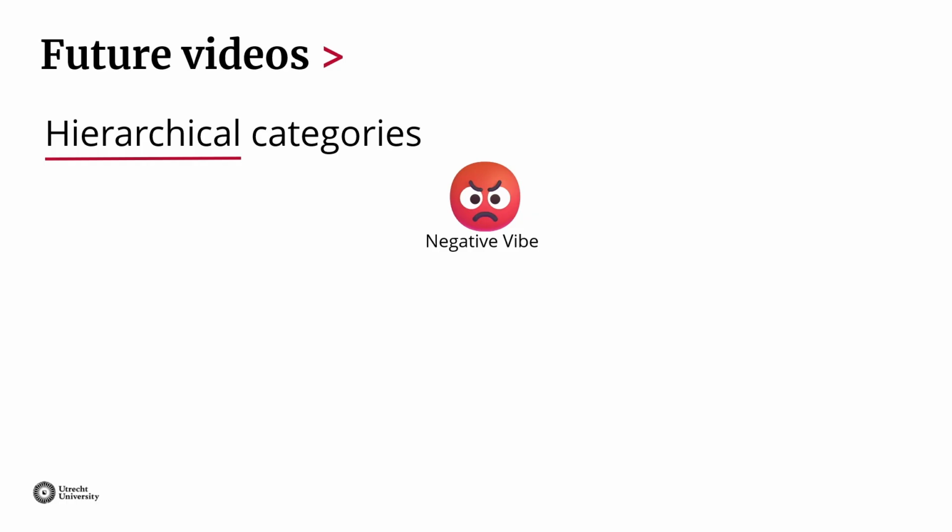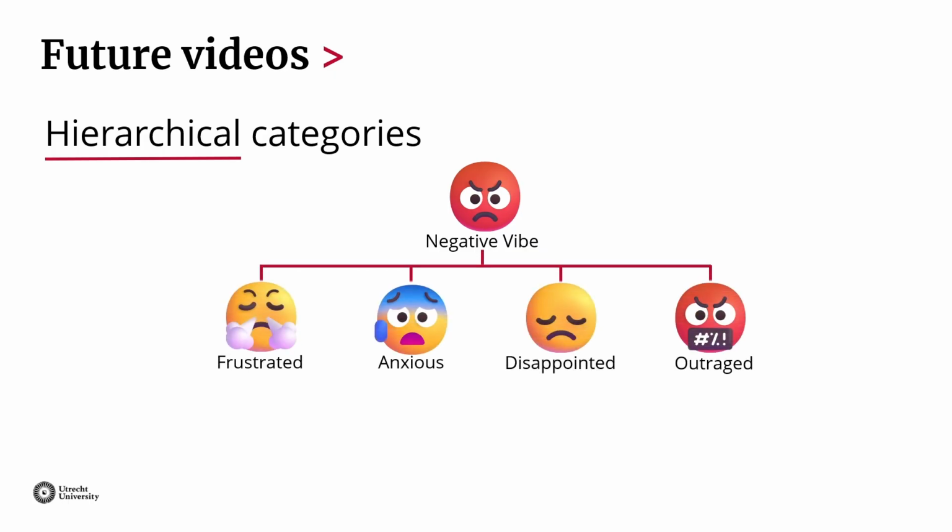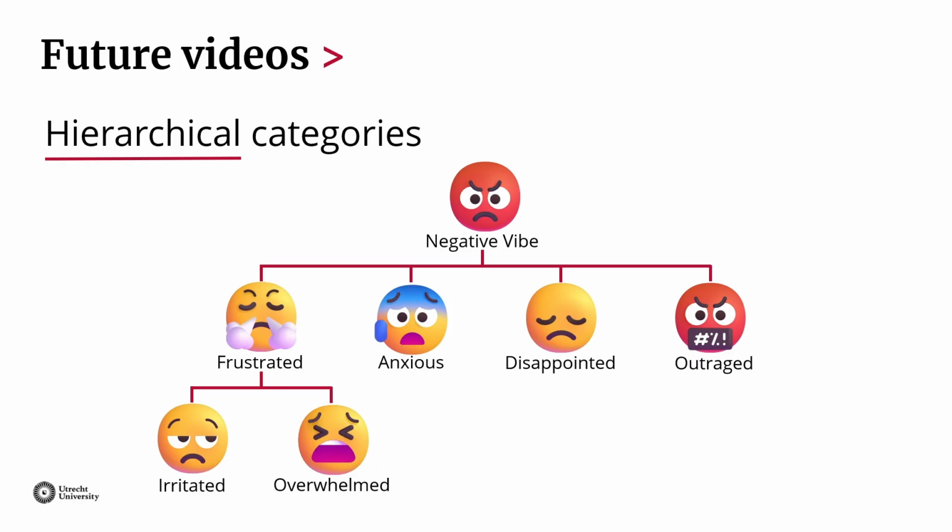In some cases, we don't just code negative vibe, we go deeper. A rater can, for example, select negative vibe for a tweet, but negative vibe can be further split into subcategories like frustrated, anxious, disappointed, and outraged. Even on a deeper level, frustrated can be further subcategorized in irritated and overwhelmed. For example, in order to select irritated, a rater first had to select negative vibe, next opted for frustrated, and only then could select irritated. This means we have a hierarchical category structure and our method can accommodate these hierarchical categories.